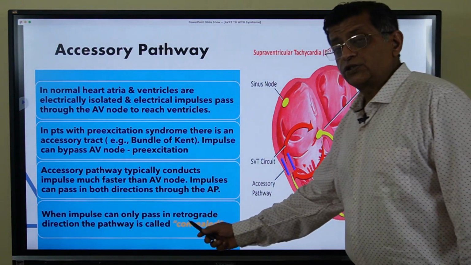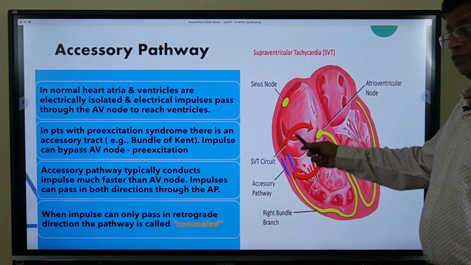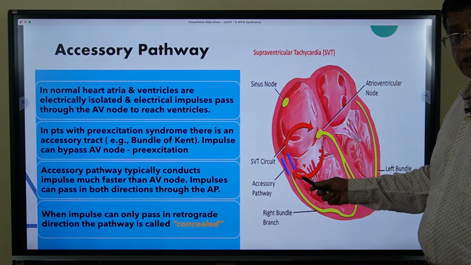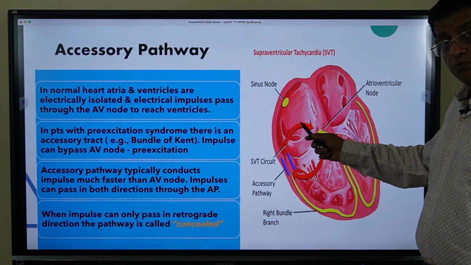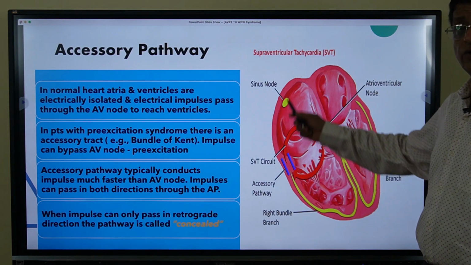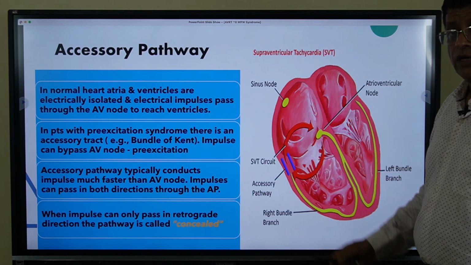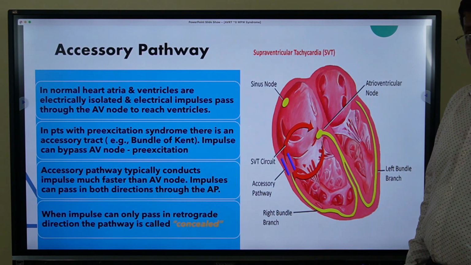The impulse can pass in both directions through the accessory pathway, but in some pathways, the impulse can only pass in the retrograde direction, that is from ventricles to atria. Such pathways are called concealed pathways.